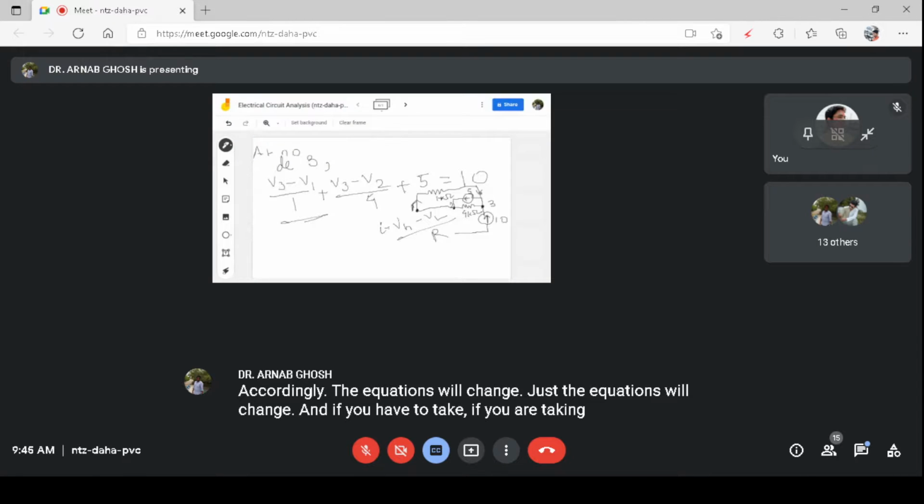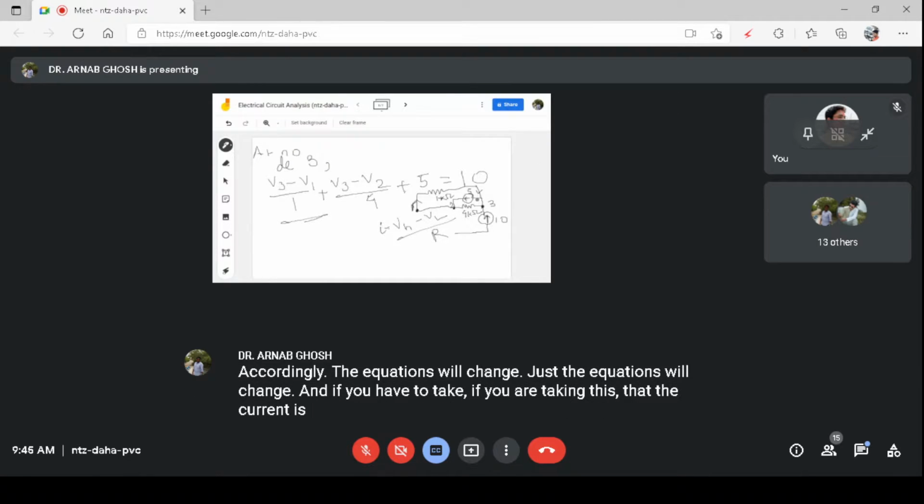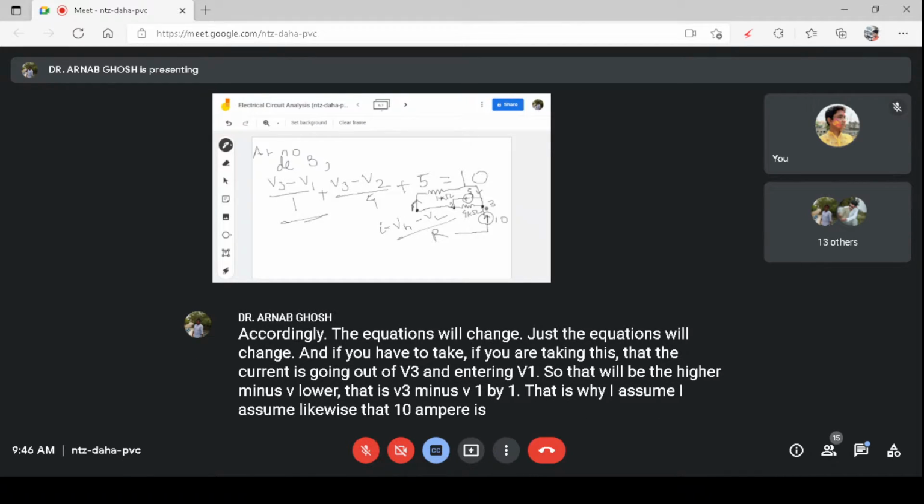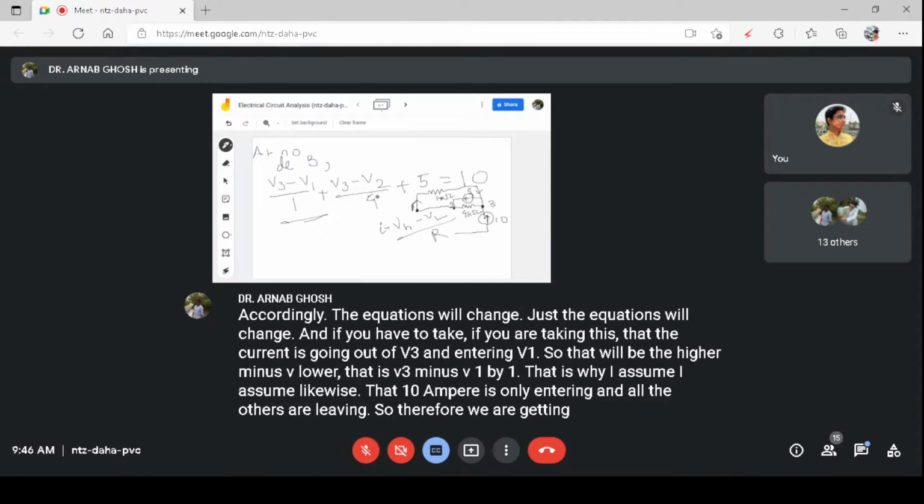In this, the current is going out of V3 and entering V1, so that will be V higher minus V lower, that is V3 minus V1. That is why I assume likewise that 10 ampere is only entering and all the others are leaving. So therefore we are getting this.